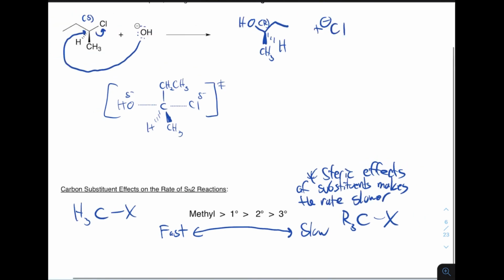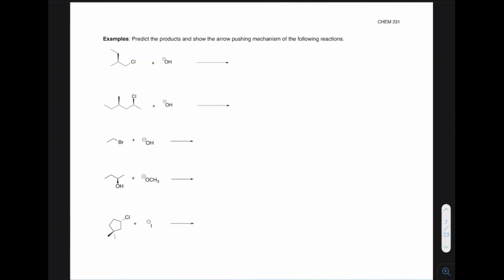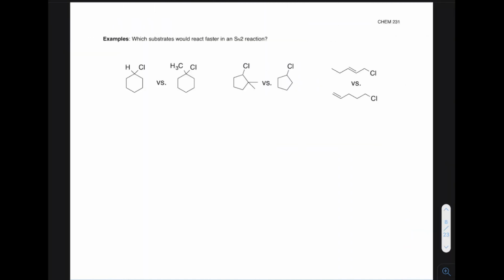Okay, so what we'll do in lecture together now is do a couple, or several rather, problems where we're going to look at some different reactions and predict the products using arrow pushing. We're also going to look at some different substrates, some different electrophiles here, and determine which would react faster in an SN2 reaction.